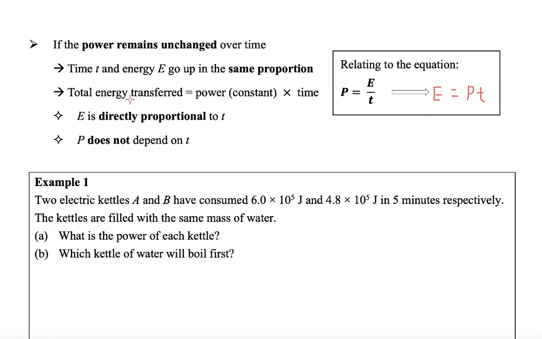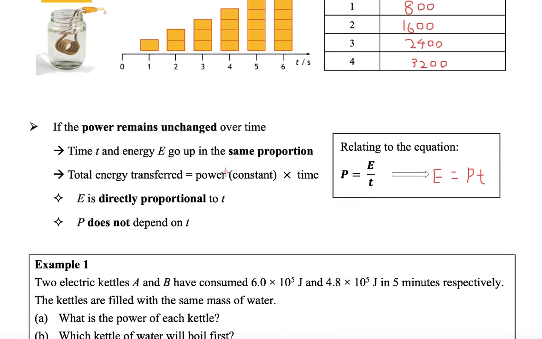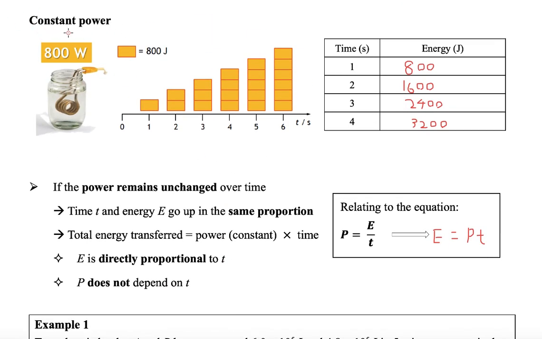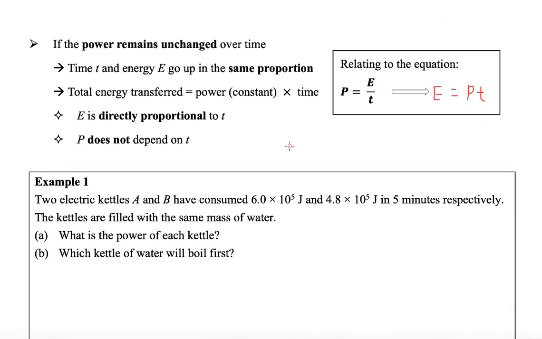So the total energy transfer is power, which is constant for this time, power times time. And remember, this P does not depend on T, because now we are talking about a constant power. We know that the power is constant this time, so that it does not depend on T because it doesn't change. But the energy here depends on the time. A longer time, there should be more energy transferred.